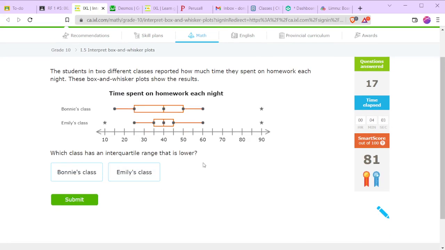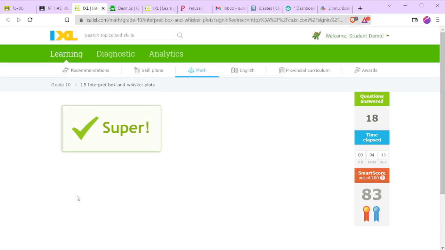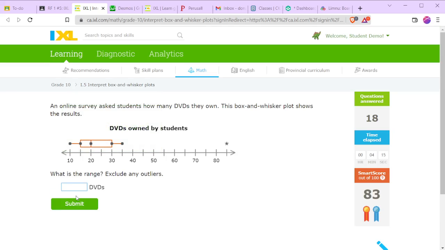The interquartile range that is lower, which one has the skinnier box? That's Emily's class. We don't have to calculate it. We could see the left edge is higher and the right edge is lower, so it's got to be a smaller range. So they're not asking for the interquartile range this time, they're just asking for the range completely. So that's the difference between 10 and 35, that's 25 DVDs.